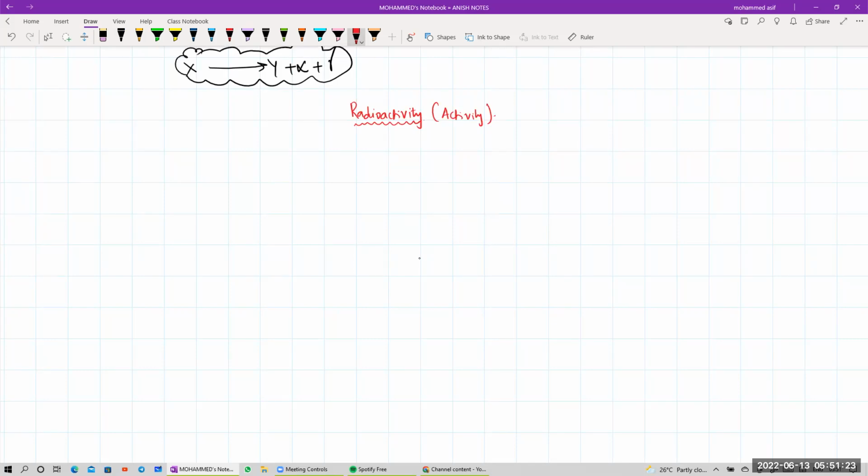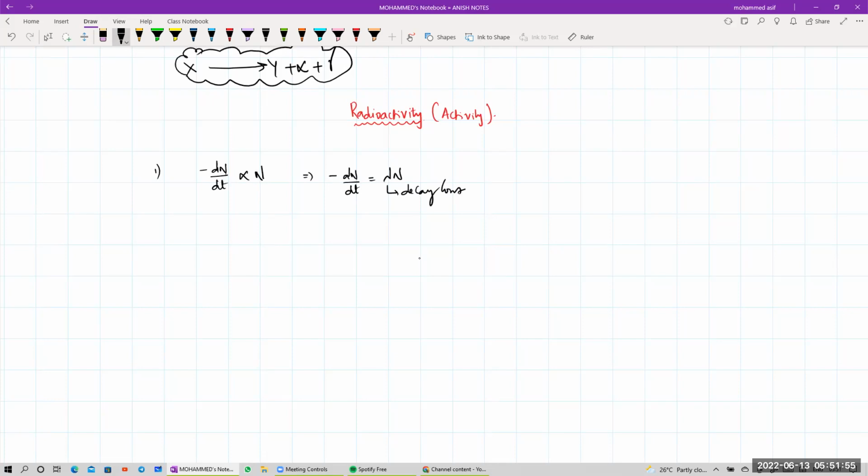That means the activity is directly proportional to the number of active nuclei present in a given sample. So the first formula I can write here right now. The rate of disintegration of nuclei present in your sample is directly proportional to the number of active nuclei present in a given sample. Removing the proportionality constant, it is minus dN by dt equals lambda into N, where lambda is known as the decay constant.